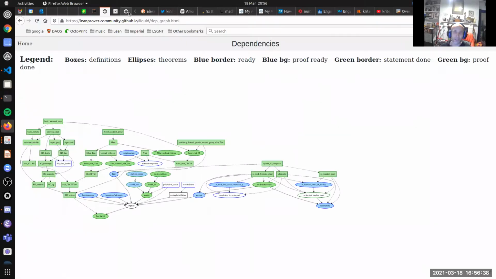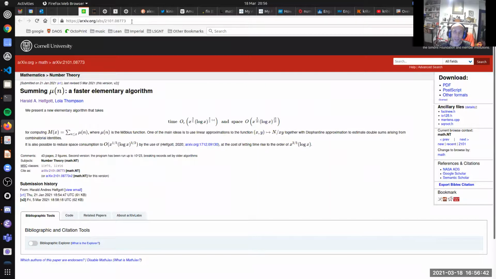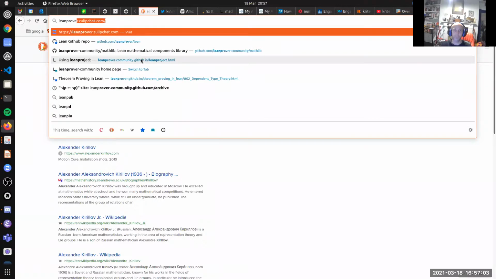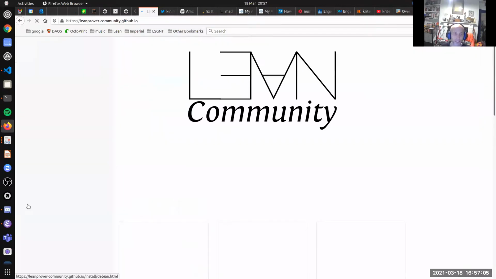Why don't I switch to, where's my graph? Oh, I've lost my graph. I will find it again. Let me go for, what am I doing? Sorry, I got distracted by the fact that I was Googling somebody earlier. I was looking for graphs, Lean Prover Community. Here you go, let me show you a graph.